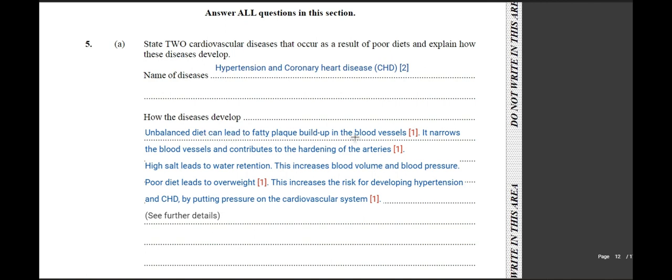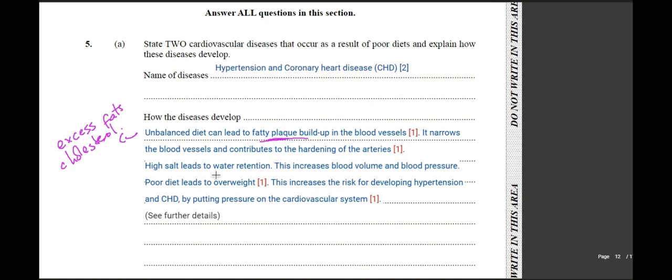So you have your unbalanced diet that can lead to fatty plaque buildup, and that narrows the blood vessels, hardening of arteries, etc. You can also mention you can have excess fat, excess lipids, excess cholesterol. That's going to lead to that fatty plaque buildup, and that would of course contribute to hardening of the arteries.